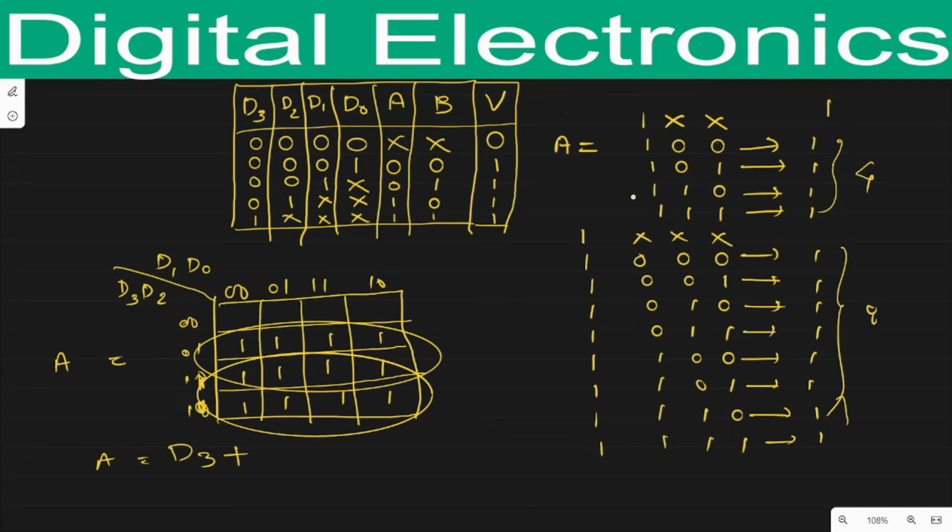Now when I group this one, what will I get? I will get here 0 0, and I will get D2. You can see the elements written here are 0 1, 1 1, 1 0 and 1 1. When I group the third and fourth rows, D3 is common, so from the lower grouping we get the output D3, and from the upper grouping we get D2. So the equation for A will be D3 plus D2.